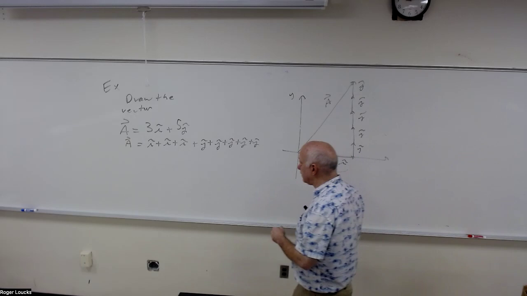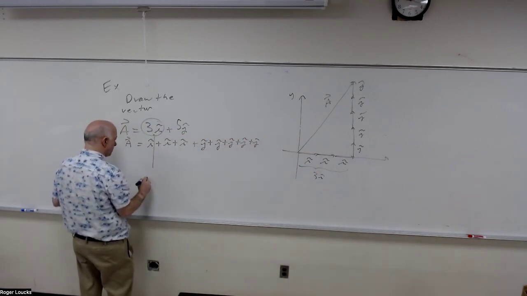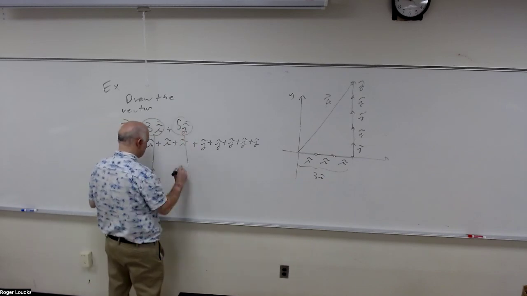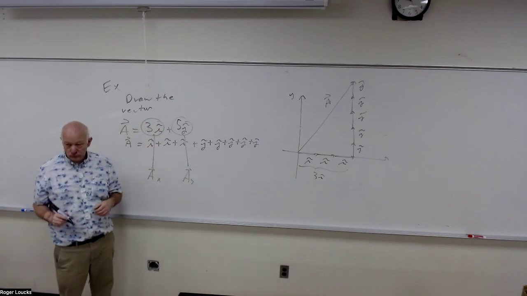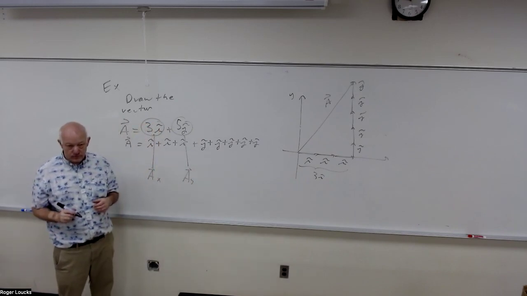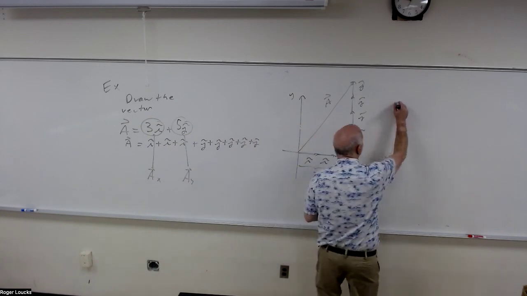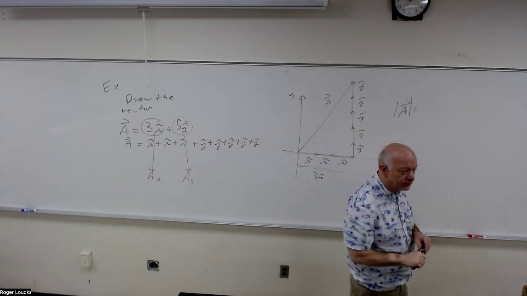So really all this here is nothing but my Ax component. And this is nothing but my Ay component. Okay. That makes sense? What would be the magnitude of my vector A?